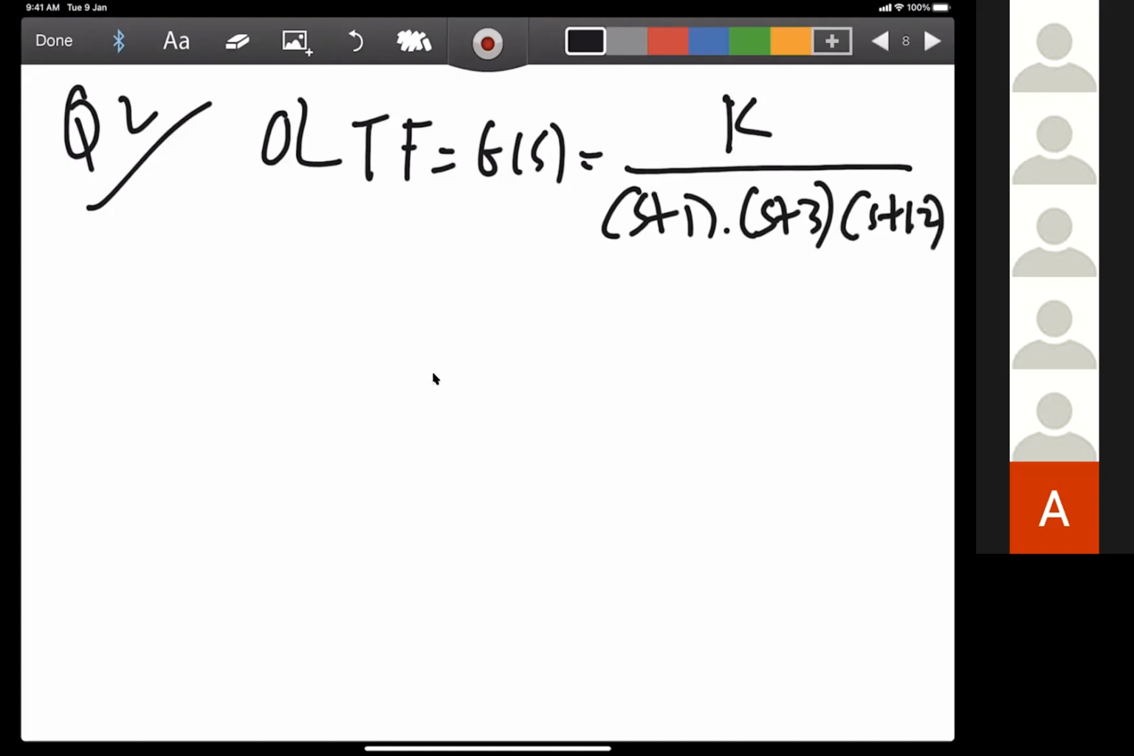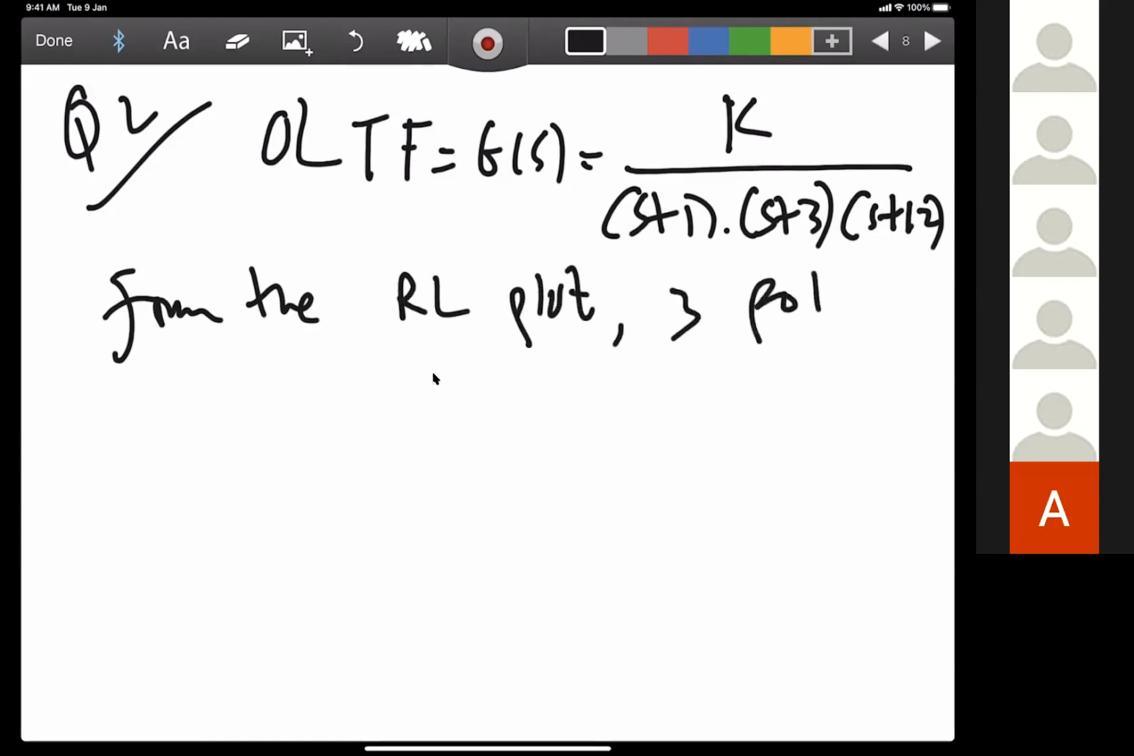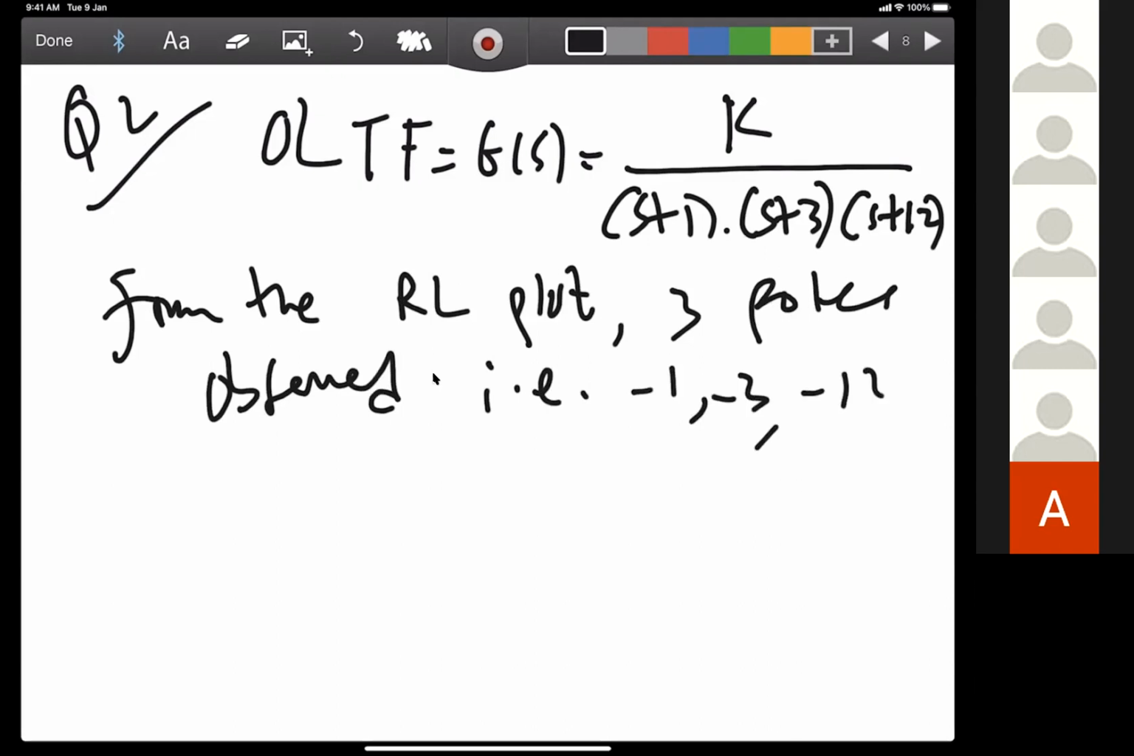So the way you write it is like this. From the root locus plot, 3 poles observed: -1, -3, -12. So we will get K over S plus 1, S plus 3, and S plus 12. That is the open loop transfer function.